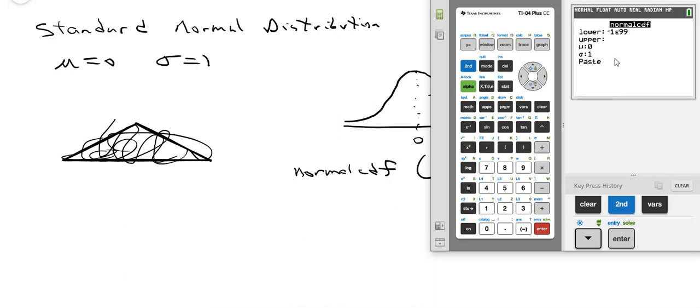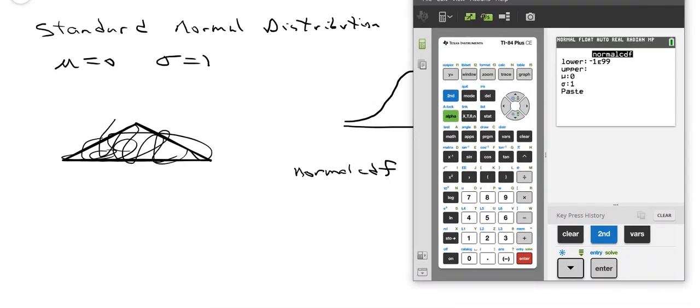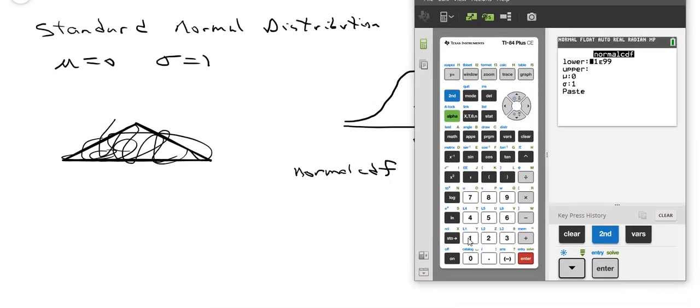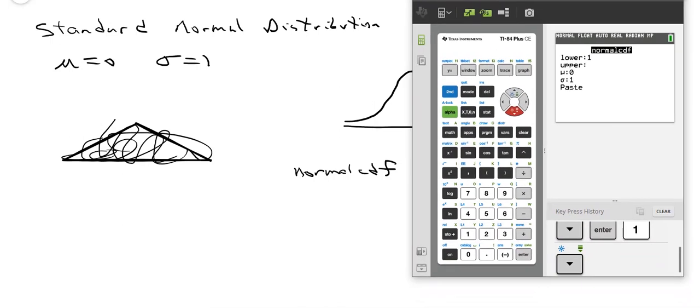The lower, meaning the left value, is the number there, which is 1. The upper, again, that's the 2, the one on the right. So they're boundary values. Where does your shaded region start and end? Well, it goes from 1 to 2. Mean is 0. Standard deviation 1.